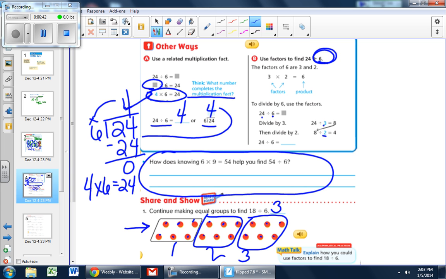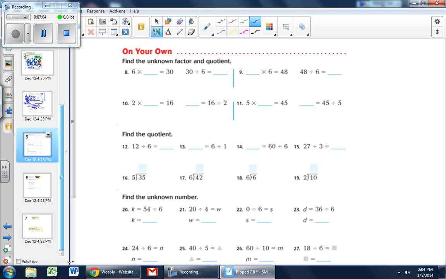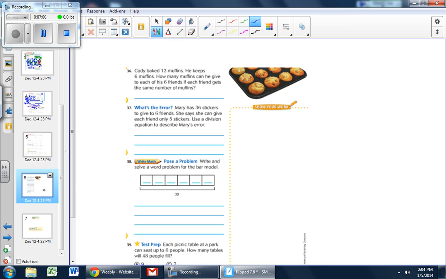Okay, on the bottom of that page, you're going to come back in a minute and do, it says find the unknown factor and quotient, and then just find the quotient. You're going to skip this for right now and come back with it. Your next page is all on your own. Make sure that you follow the directions for each section. But before you do that, we're going to go on and look at our problem-solving page first.